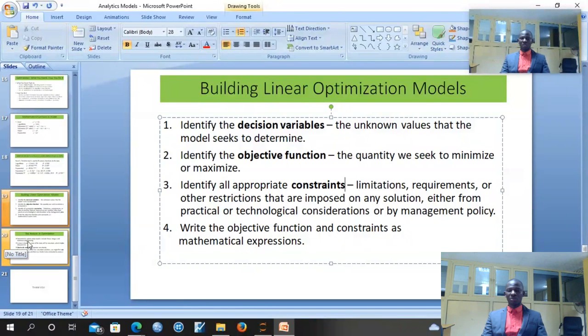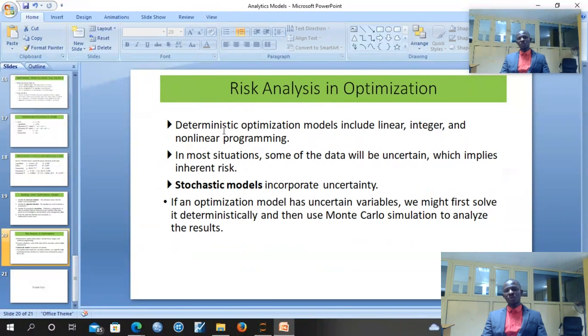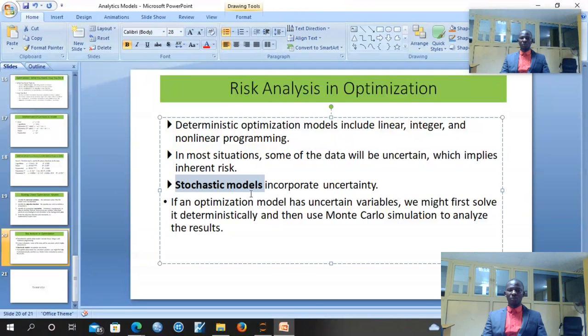Then we can also solve using appropriate tools. Most of the deterministic optimization models could be linear. So linear programming is an example of a linear deterministic model. We have integer programming, we have nonlinear programming. However, in practical situations, we will have a situation that involves uncertainty, and that will come with inherent risk. In such a case, a stochastic model will be used. So it will involve probability in order to incorporate uncertainty.